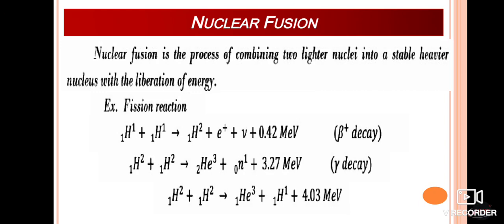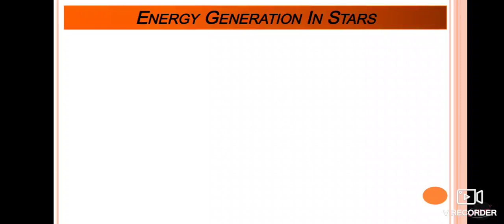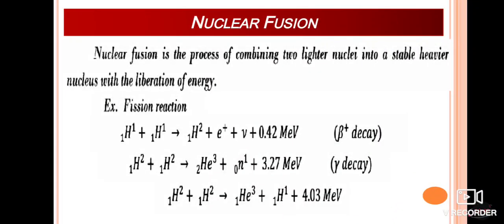And 1H2 plus 1H2 gives you 1He3 plus 1H1 plus 4.03 mega electron volt. So when 4 hydrogen, that is 1H1 nuclei, fuse together, the reaction will follow here, and we will get 26.7 mega electron volt energy released. How it is possible, we will show next time in the next video.